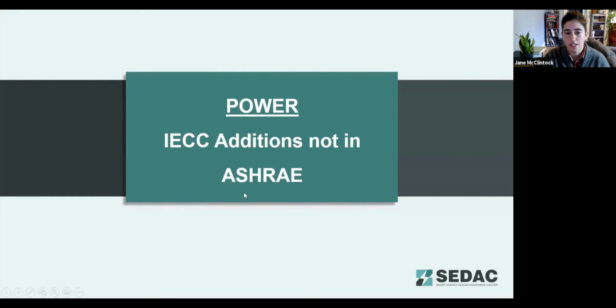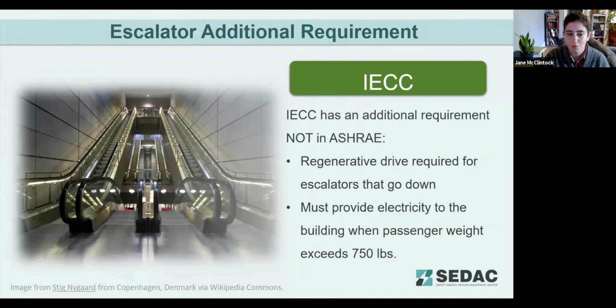And in terms of things that show up in IECC but aren't in ASHRAE, it's not a whole lot. One thing we thought was worth noting is escalators, which are probably also not super common. In IECC, they're required to have regenerative drive. So if the escalator has folks going down, they'll essentially push the folks going up. If you're designing escalators, this is a good thing to consider, in my opinion, regardless of the code that you're using to show compliance.